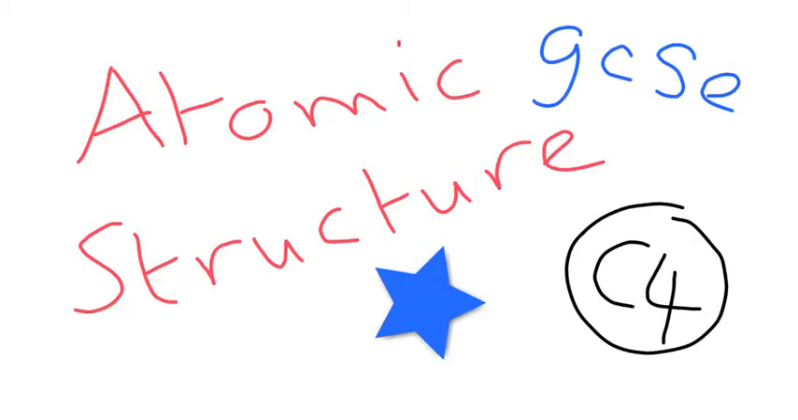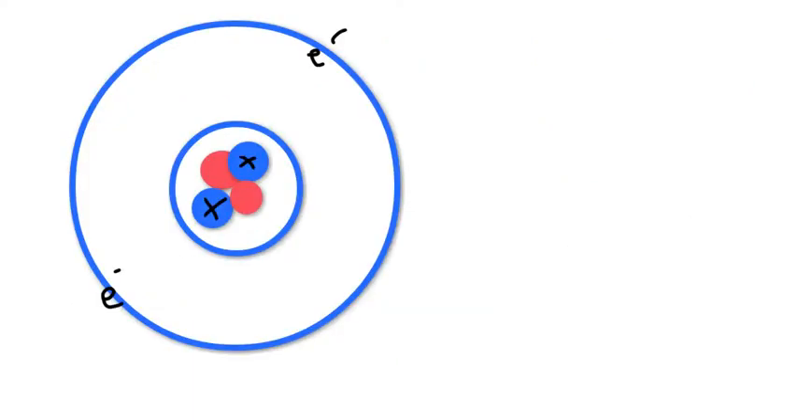This mini byte is linked to atomic structure, part of the C4 OCR Gateway GCSE. Everything around us is made from atoms, and every element will have unique structures of their atoms with regards to the particles that are found inside. There are three key subatomic particles that are found inside atoms that you need to know about for GCSE and where they are found. To start with, let's talk about the key parts of an atom.